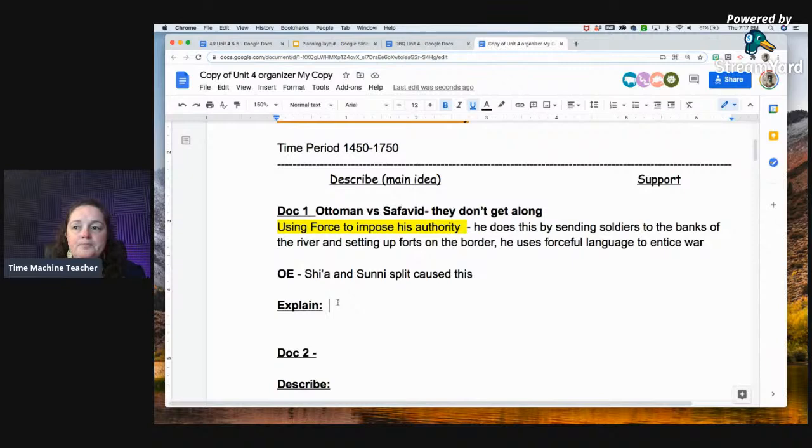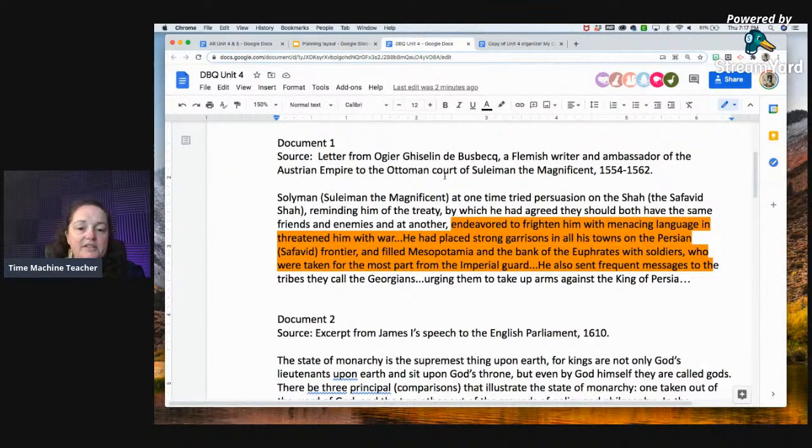Could we explain this? Could we HIPPO this? This is a letter from an outsider. He's an ambassador of the Austrian Empire, so he's from Austria to the Ottoman court. He's talking to Solomon the Great. Magnificent one time tried persuasion on the shah, reminding him of the treaty, but he had agreed they should both have the same friends and enemies, and endeavored to frighten him.